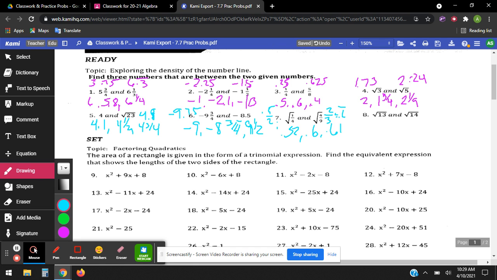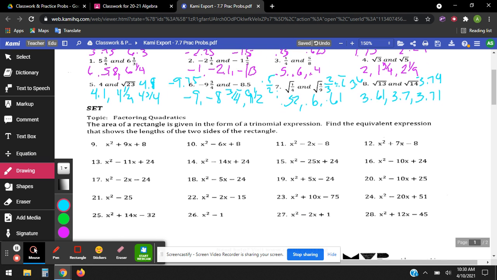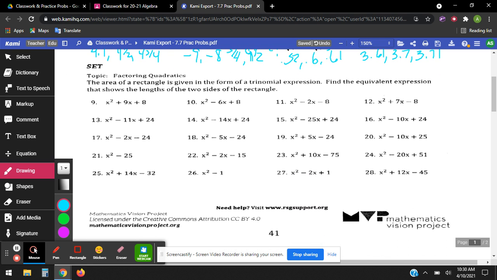And then square root of 13 and square root of 14. So square root of 13 is basically 3.6, and square root of 14 is 3.74. So we could say 3.61, 3.7, 3.71, just picking some numbers there. So that's just remembering our orders.